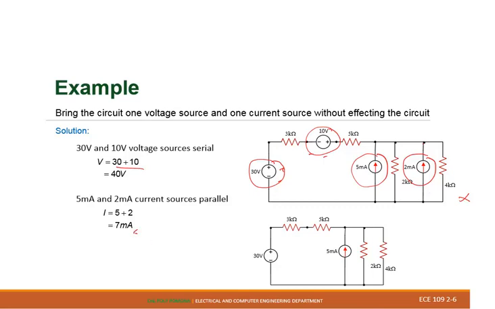After we combine them, if we redraw the circuit, we're going to have the 40 volts right there. We have 3K and 5K right there. When we combine the current sources, this will be 7 milliamperes here, with 2K and 4K. The resistors are still in parallel right there. We didn't combine the resistor values yet.